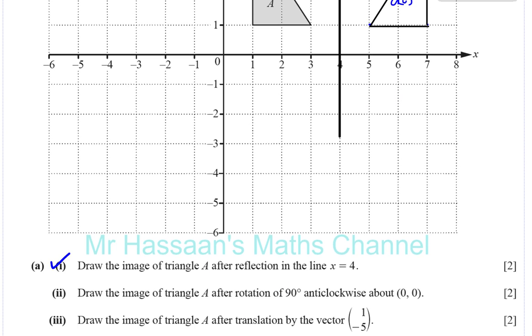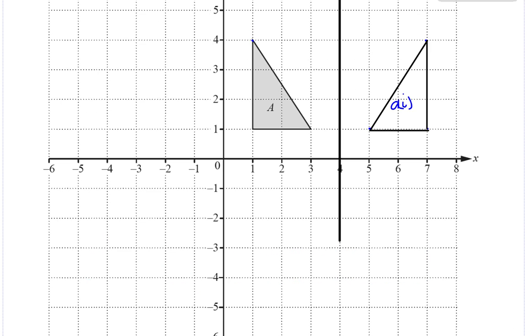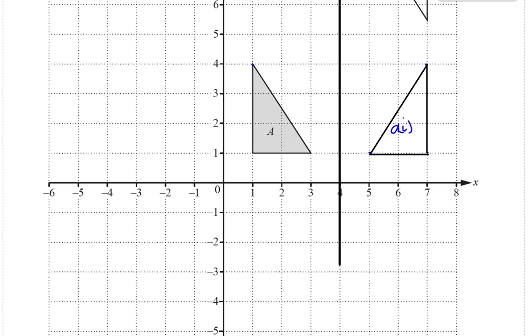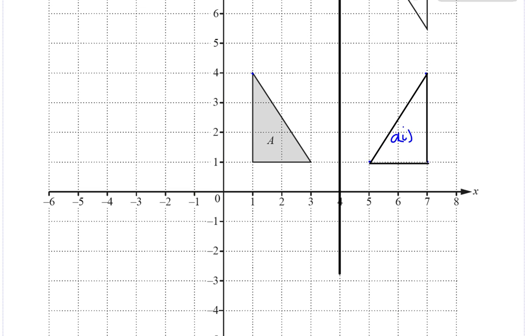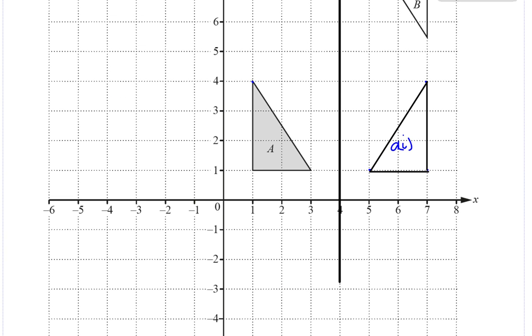Now then, second part of the question. Draw the image of triangle A after a rotation of 90 degrees anticlockwise about 0, 0. Now, the easiest way to do this is to use tracing paper. After a little while, you probably won't need to use it, but I'll just show you how to use tracing paper, and something in an exam you can do.